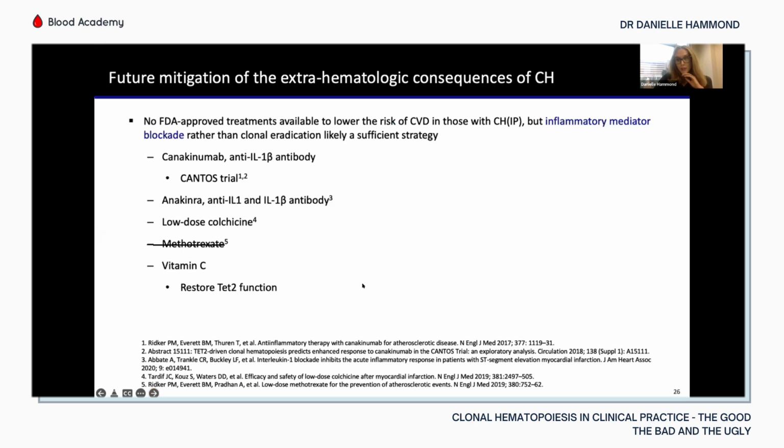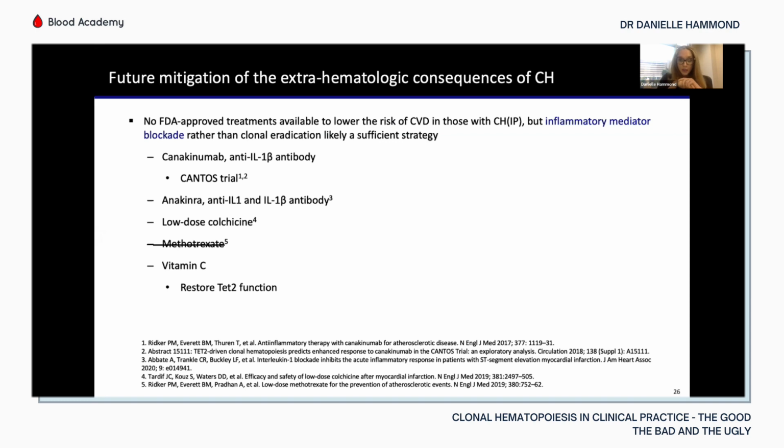And so I've mentioned how interrupting that inflammatory component of clonal hematopoiesis might be the easiest way to mitigate a lot of these extra-hematologic consequences. Here are some potential candidates for doing that in terms of anti-cytokine therapy. Canakinumab, which is a monoclonal anti-interleukin-1 beta antibody.